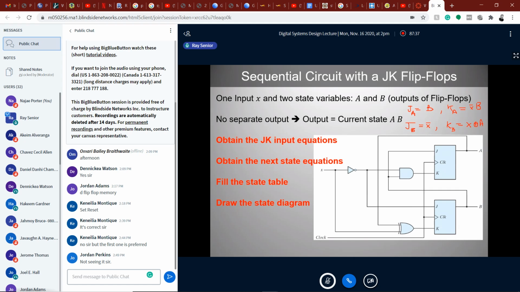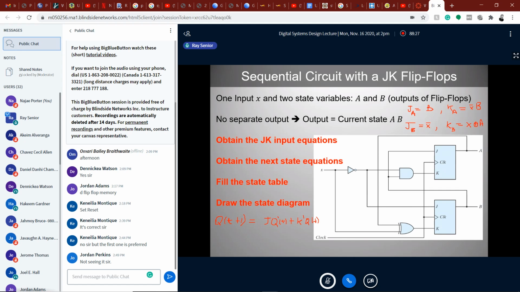Generally, the next state equation is Q(t+1), and then that would be equal to J Q prime plus K prime Q. So basically that's how you would work out the characteristic equation for your JK.